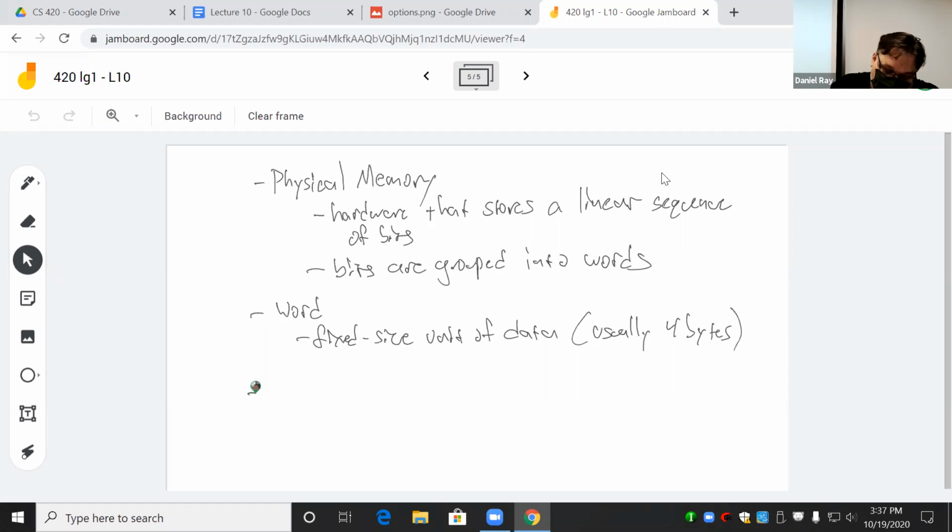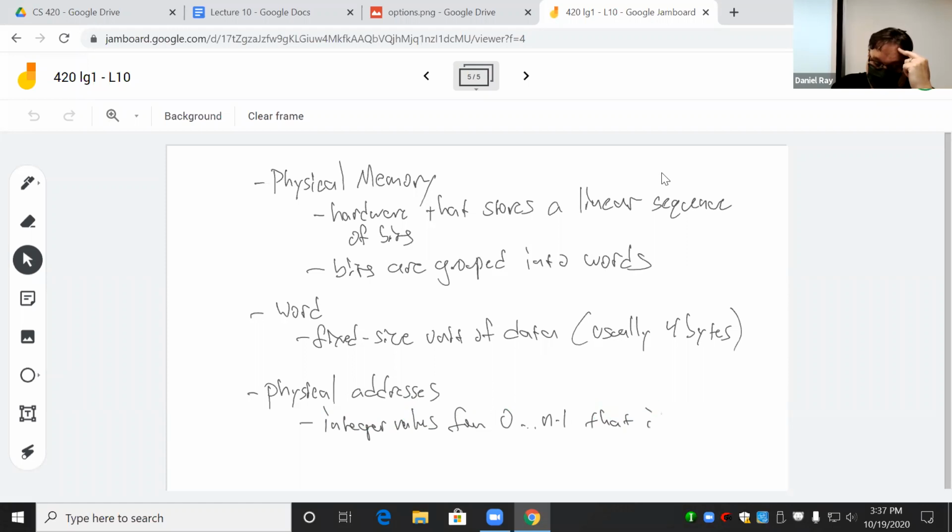So then there are physical addresses. And these are integer values between 0 and n-1 that identify each word in physical memory.